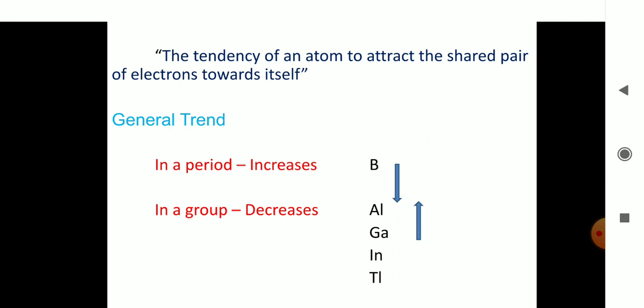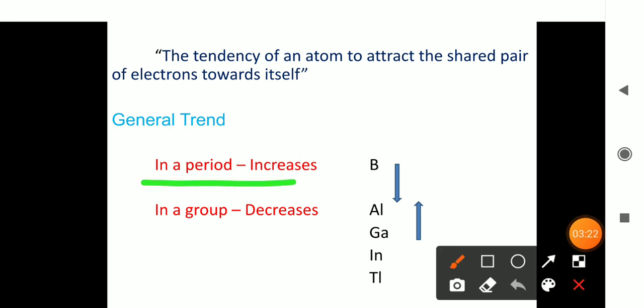Now we are going to see the general trend. General trend in the sense, how does this property vary across a period and along a group? Across a period, from left to right, this property, electronegativity, generally increases. The reasons were all given in 11th standard itself. So electronegativity generally increases from left to right in a period. That is given in point number 1. Then, in a group of elements, from top to bottom, this property, electronegativity, decreases. This is the general trend.